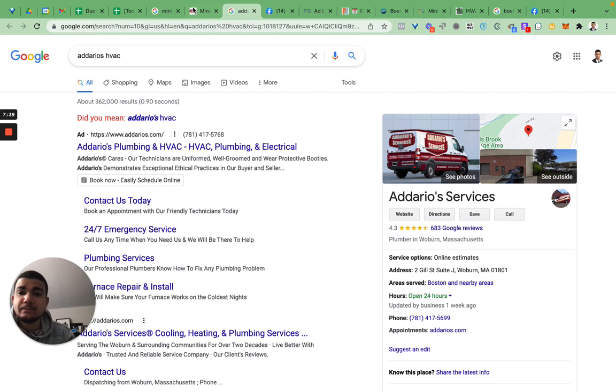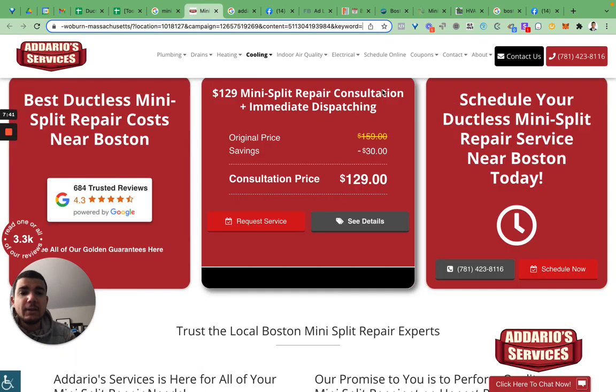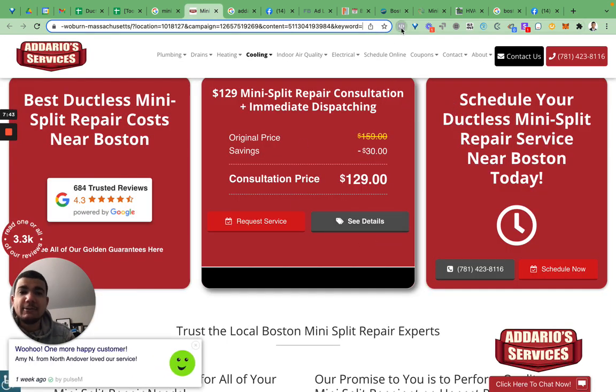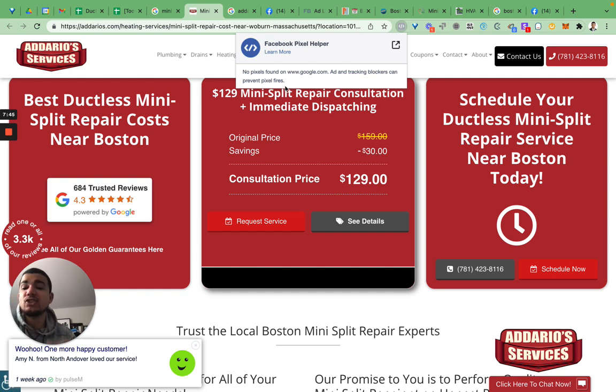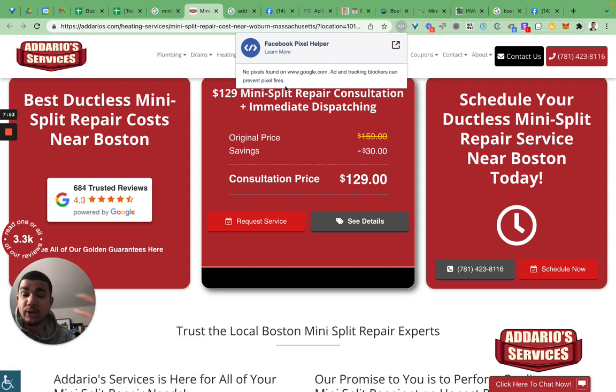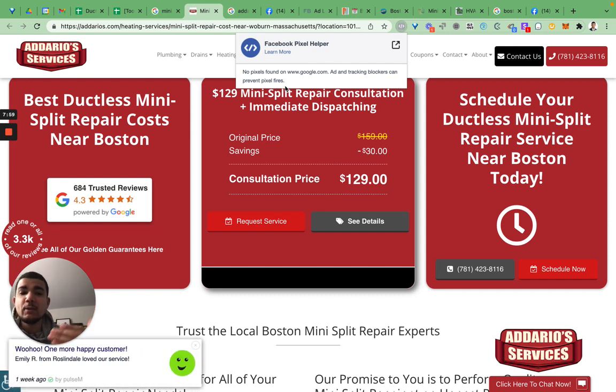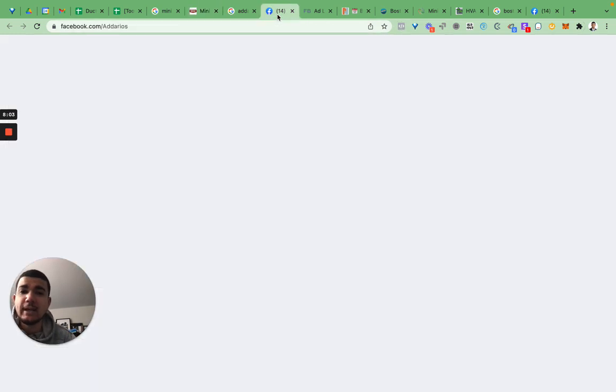So if you look at their page, they don't have a Facebook pixel installed, so they're not tracking people from anywhere on the website on Facebook. Facebook Pixel is a tracker that helps you advertise on Facebook more efficiently because it tells Facebook the people that are converting on your website, what they look like, and it helps them find that.